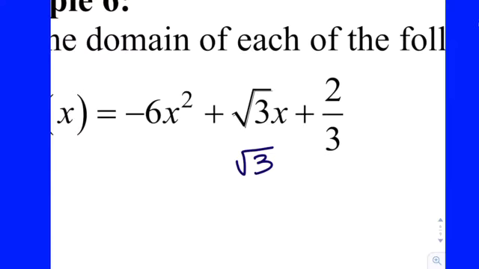No. He may have a negative disposition. He's one of those "I don't want to be around him" kind of guys, but he's not a negative number, okay? So we pass the radical part.